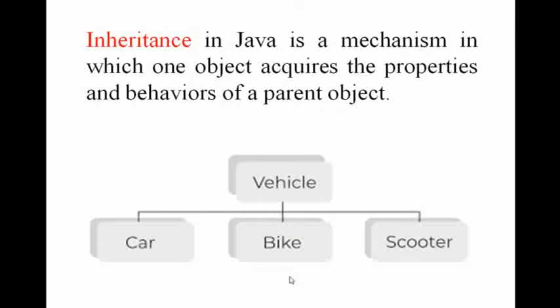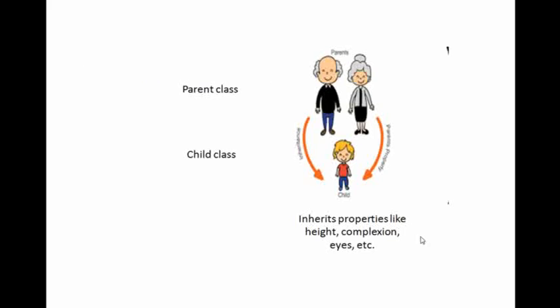Okay, now we come down to inheritance. Inheritance in Java is a mechanism in which one object acquires the properties and behavior of a parent object or class. This is the parent class. These are child classes or subclasses. So this is the vehicle class. Under it come car, bike, scooter, and so on. So this picture is about inheritance.